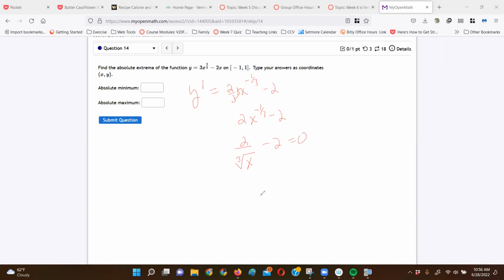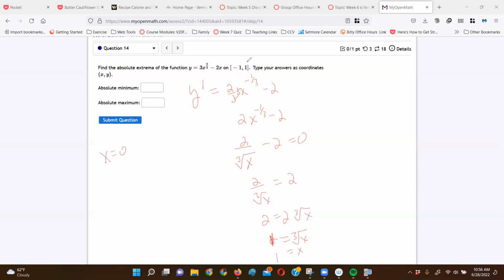Now I'm going to solve this. Well, first off, before I go any further, and this is the mistake I made earlier, the derivative doesn't exist at x equals 0, doesn't it? So when x equals 0, that's a critical value. Now let's see if there's any zeros. So 2 over the cube root of x has to equal 2. I'm going to multiply both sides by the cube root of x. So 2 equals 2 cube roots of x. Divide both sides by 2. I get 1 equals the cube root of x. Then I cube it. I get x equals 1. So that's the other critical value.